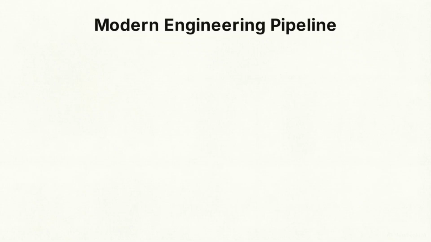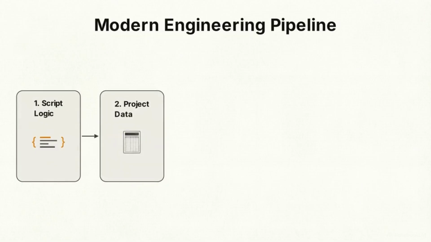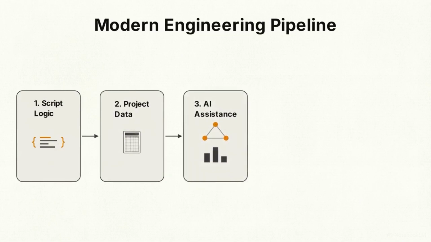This diagram illustrates the modern engineering pipeline. It begins with establishing the rules through script logic and feeding the system project data. The third phase introduces AI. Artificial intelligence works on top of the script to automate the input parameters. AI generates thousands of variants in seconds, finding high efficiency configurations.